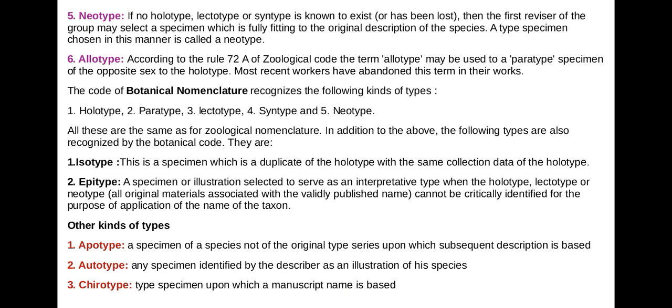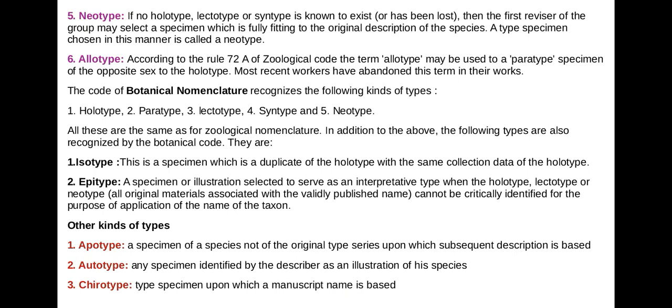Then neotype. If no holotype, lectotype, or syntype is known to exist or has been lost, then the first reviser of the group may select a specimen which fully fits the original description of the species. A type specimen chosen in this manner is called a neotype.